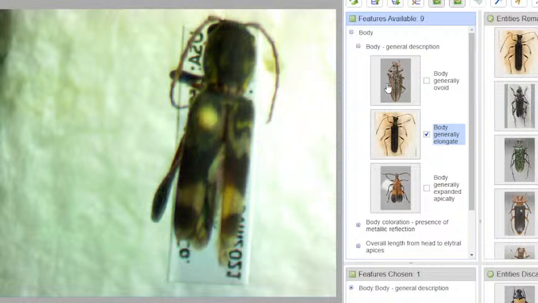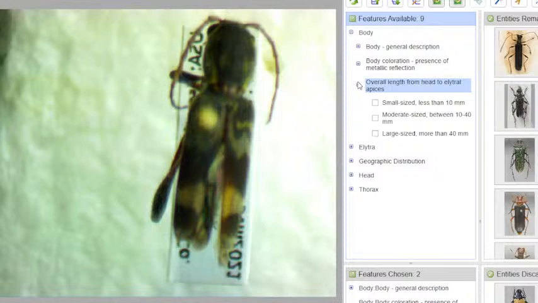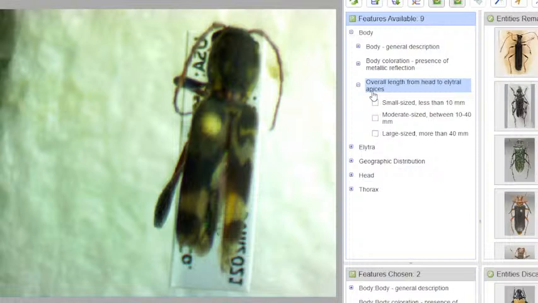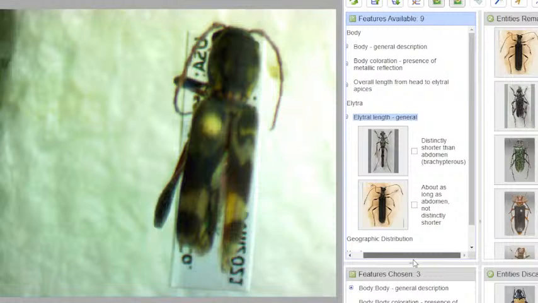He is not metallic, although he is pretty black and yellow. And I mean, he is pretty small, but I don't think that he's less than 10 millimeters small. I think he was exactly at 10. Yeah, he's pretty much exactly at 10. So we can collect both of them. All right. The elytra are full-sized.